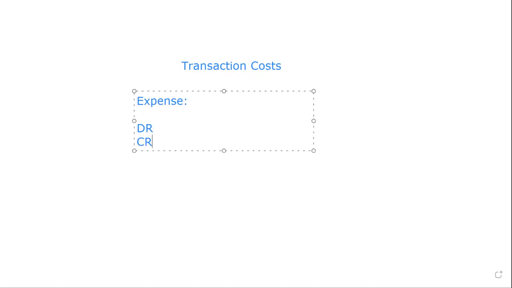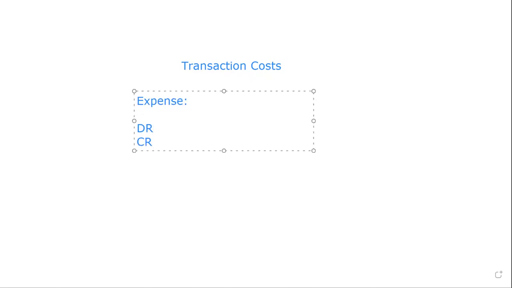Okay, so when we get to capitalizing transaction costs, let's just type here transaction costs, and then we'll look at both the journal entries for expensing as well as for capitalizing under financial asset and a financial liability. So for our transaction costs, if we're going to expense them, what do you think is going to be my journal entry?